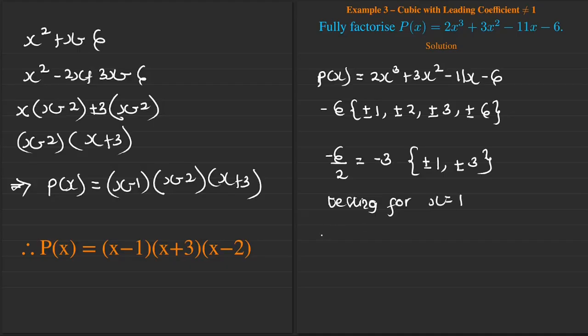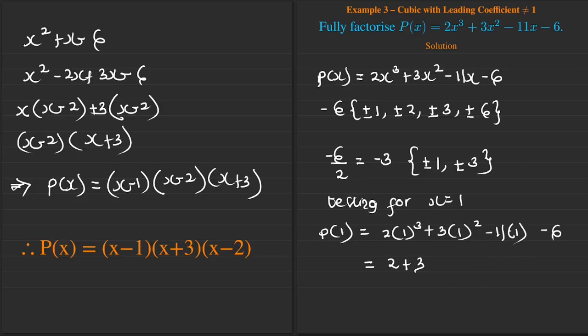So to test for x equals 1, we have P of 1, and substituting we have 2 into bracket 1 cube, then plus 3 into bracket 1 squared, minus 11 into bracket x, and then minus 6. Simplifying, we have 1 raised to the power 3, that gives us a 1. 1 times 2 gives us a 2. Then we have 3 times 1 gives us a 3. Then, not forgetting our x was 1, so I needed to substitute that here, so times 1.